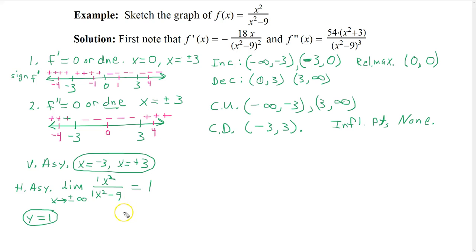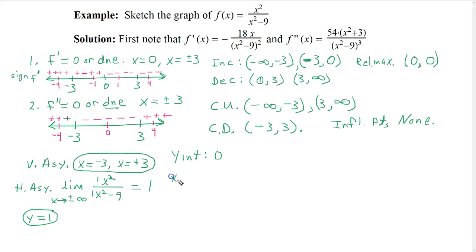Now let's note any x and y-intercepts. Well, our y-intercept, that's easy enough to find. If we put 0 in here for x, f of 0 will be 0 divided by negative 9, so that is 0. So that's where we're crossing the y-axis.